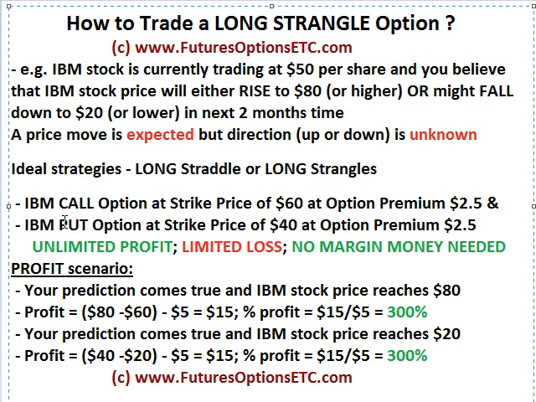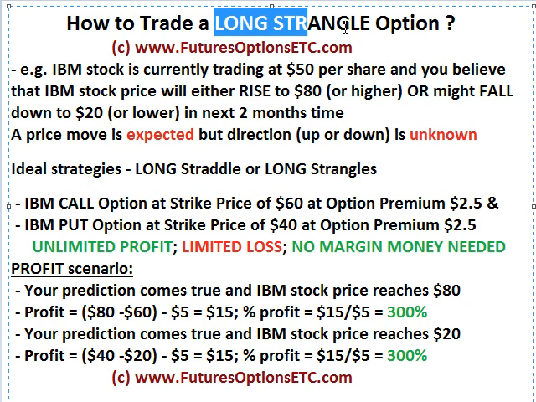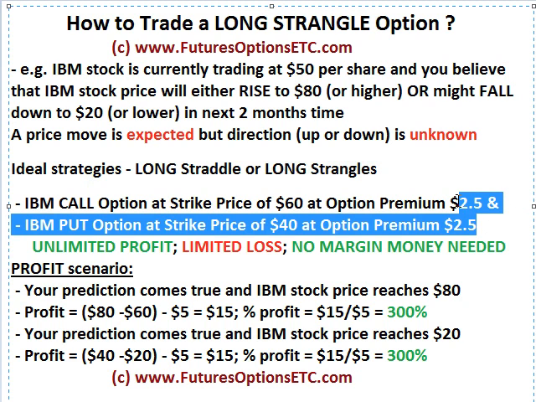So what do we do to make up a long strangle? We purchase one call option and one put option, both slightly OTM. Since IBM is currently trading at 50, let's say we buy the call at a strike price of $60 and the put at a strike price of $40, and both of these cost me $2.5 each. So the total option premium I pay for making up this long strangle position is $5.